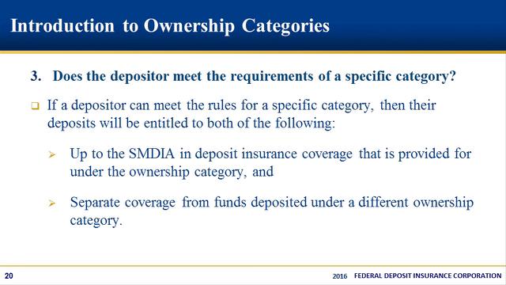In other words, just because an individual depositor would like to have deposit insurance coverage under each of the 6 categories available to individuals, it does not mean they can necessarily meet the requirements under each of the 6 categories. If a depositor can meet the rules of a particular category, then their deposits will be entitled to coverage up to the SMDIA.